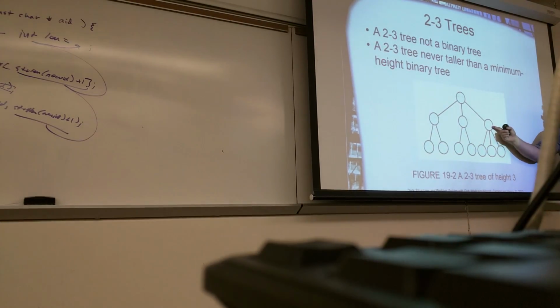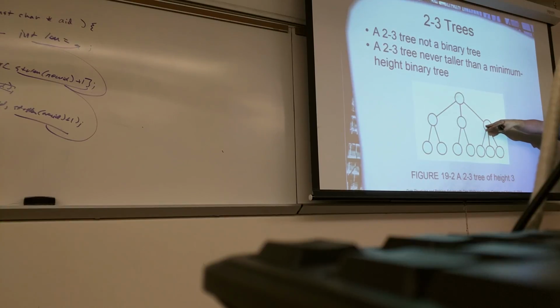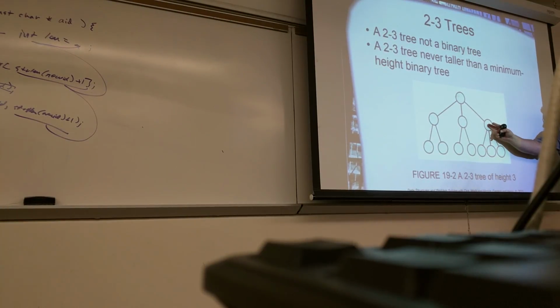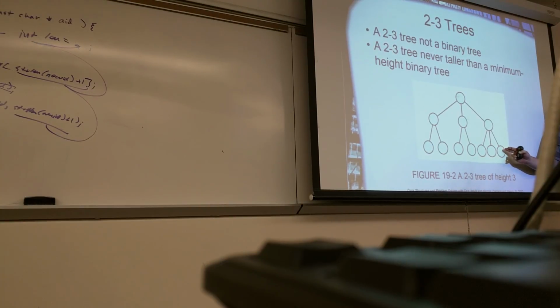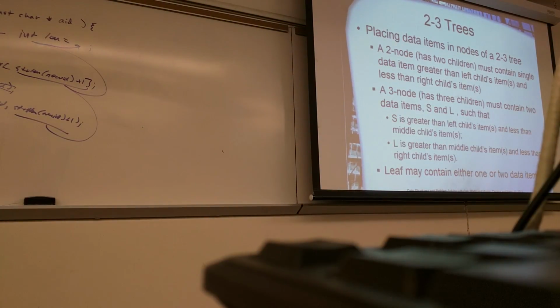In the case of a 3 node, I have two values, and it's pretty much what you think. This is less than this, is less than this, is less than this, is less than this. So they just kind of fit in order. But it has two values, which is why you get three children. Wow. Okay, does that make sense? Does it suggest you can extend it too?